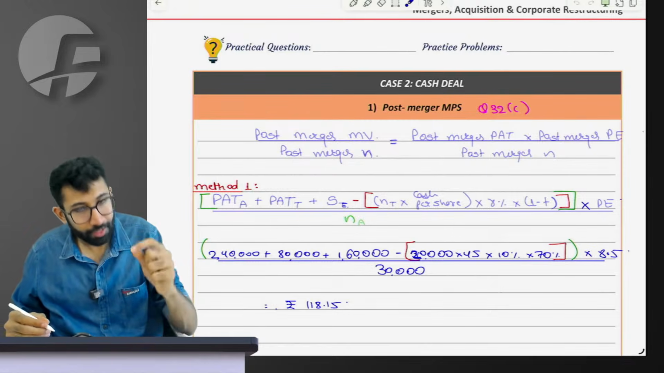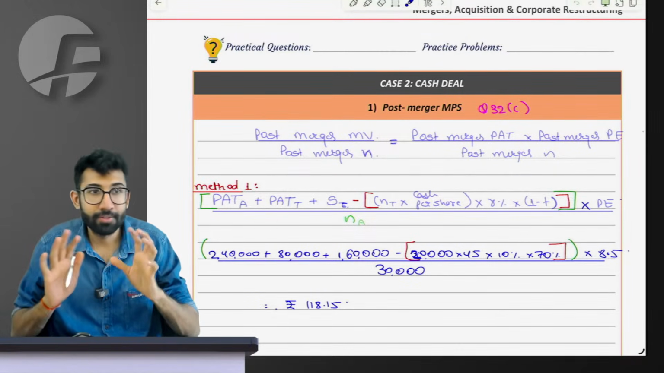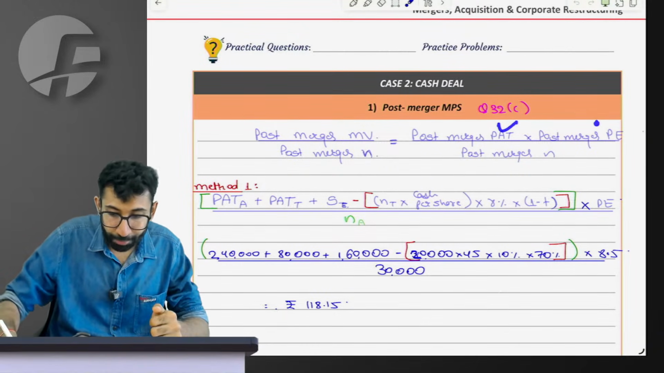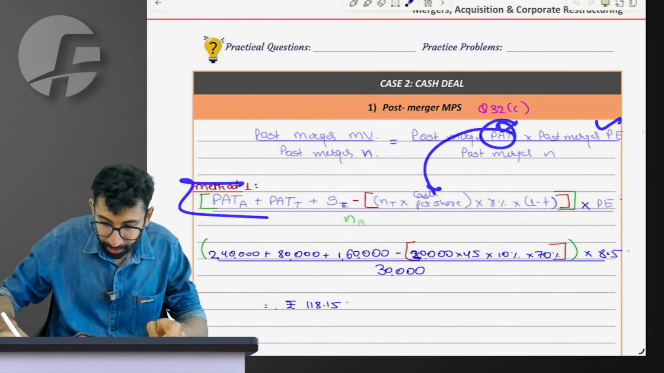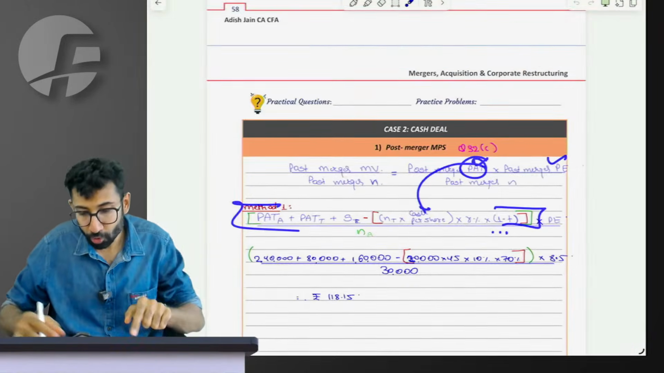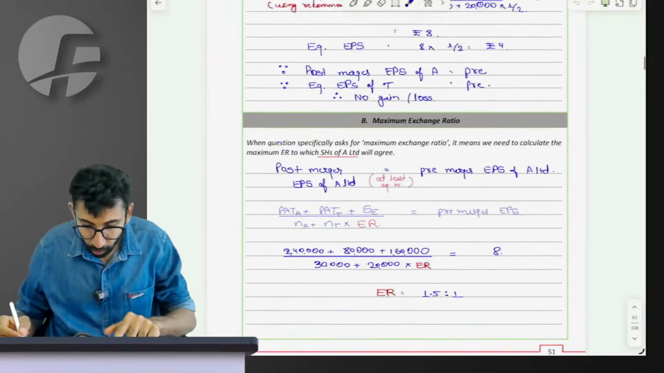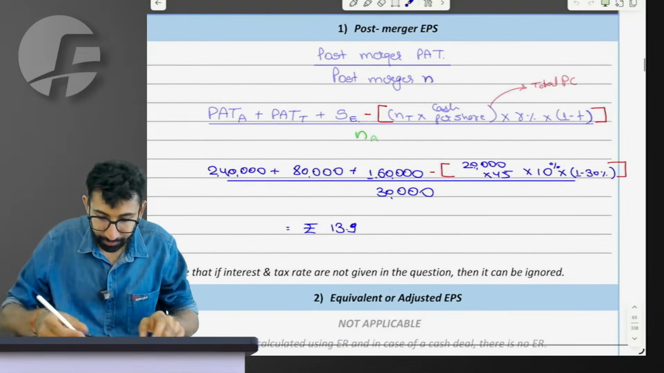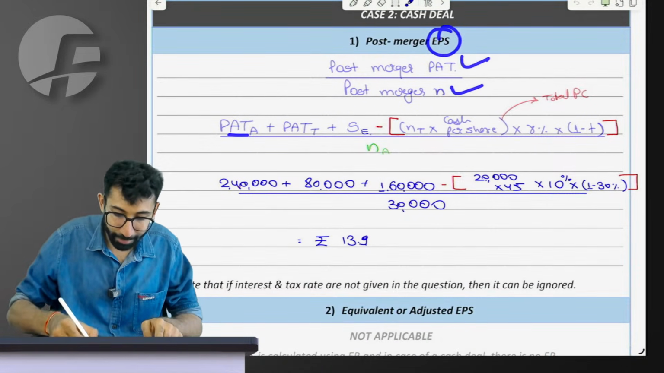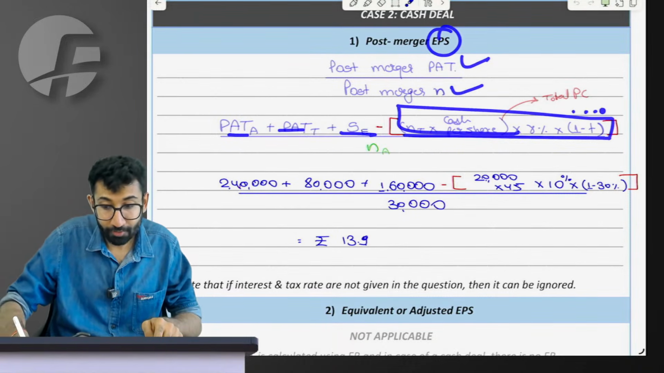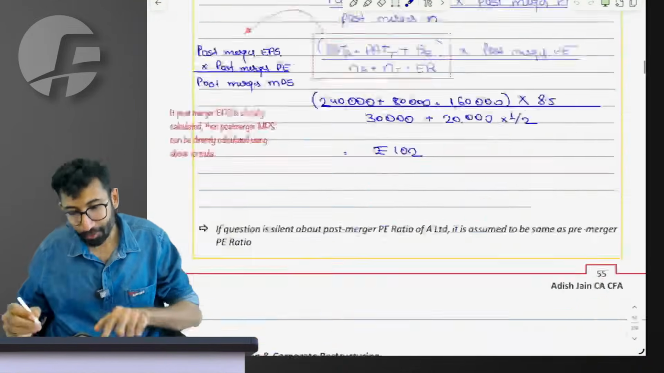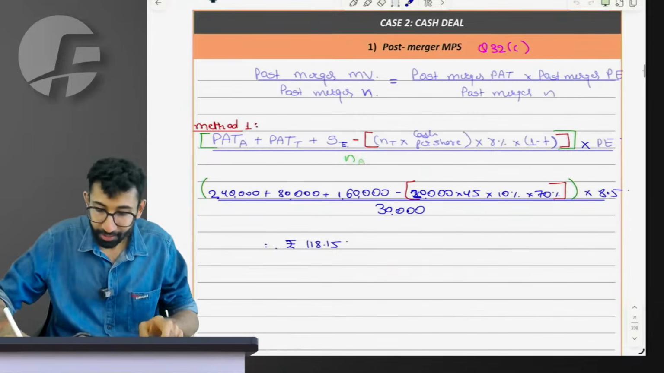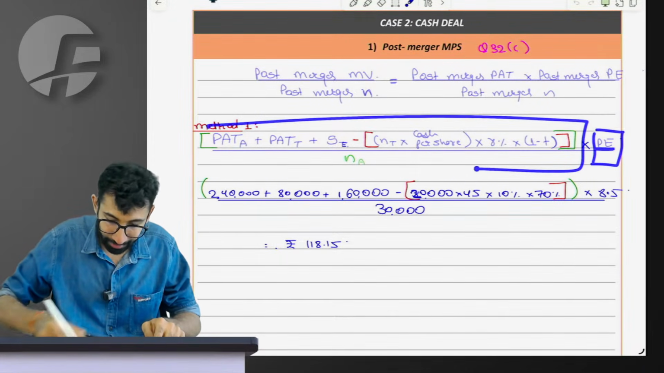I want to make sure not even a single student in this class feels that this is a new formula to learn. No. You can connect these formulas to previous learning. PAT into PE is your older learning. PAT in case of a cash deal is your older learning. Do you want me to go to the cash deal post-merger EPS? Post-merger EPS in a cash deal: PAT divided by number of shares, that is my PAT, your PAT, synergy in PAT, minus the interest after tax which got lost, divided by the acquirer shares. The same post-merger PAT into post-merger PE gives the post-merger MPS.